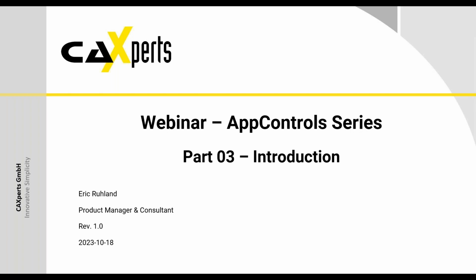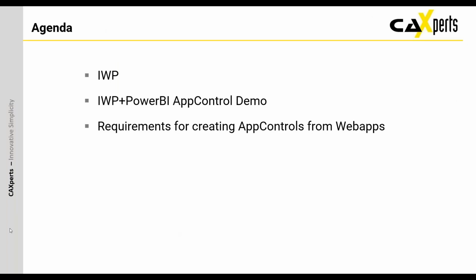Now, let's have a look at today's agenda. We will look at IWP and an example app control created for it. We will also look at a Power BI integration using the IWP data. Finally, we will look at some information needed to convert your existing web app into an app control.